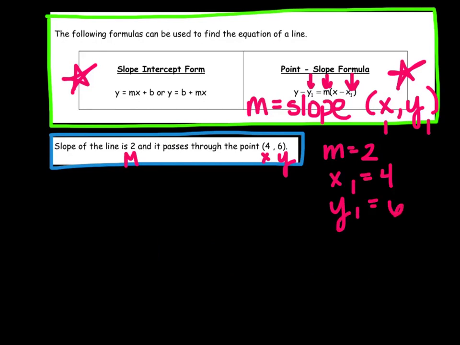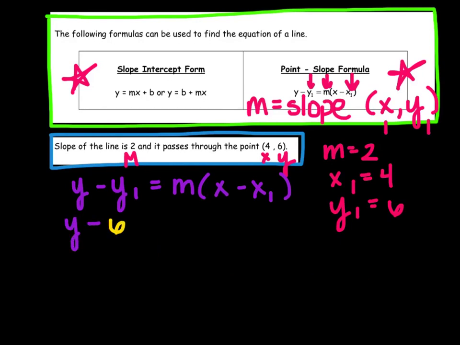So what I'm going to do is use that formula and replace it. So the formula was y minus y1 equals m times x minus x1. So I'm going to trade those numbers out. So I'm going to say y minus, instead of y1, I have 6, equals, instead of the m, I'm going to plug in a 2, times x minus, and instead of the x1, I'm going to put in a 4. So there's the numbers put into my equation.